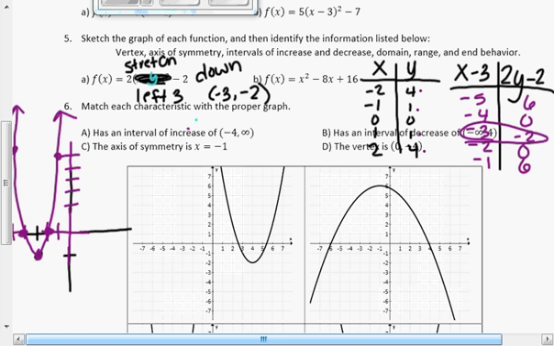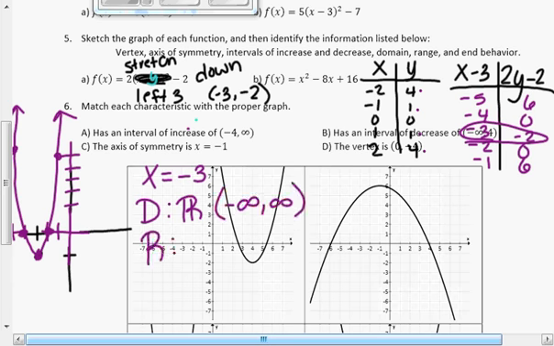Our axis of symmetry is what our x value is of our vertex. So it's x equals negative 3. Our intervals of increase and decreasing, let's do our domain and range first. Domain for all quadratics, all polynomials is all real numbers or negative infinity to infinity. Our range, we were bottoms up. We start at y equals negative 2. So it's from negative 2 to infinity. And remember, since it's range, if we reach that value, it gets a bracket. Since we're touching negative 2, it gets a bracket.